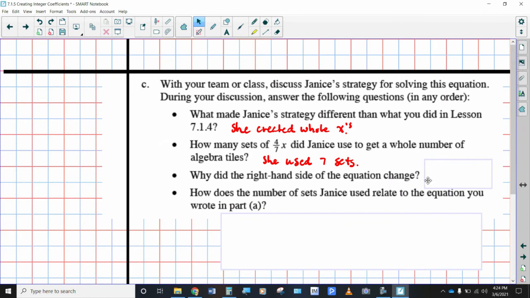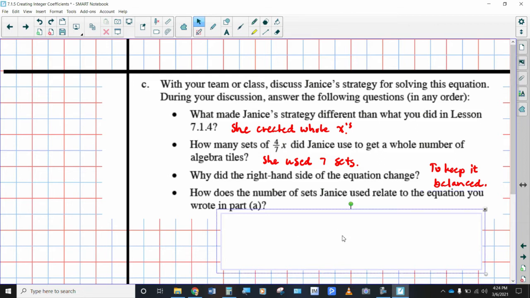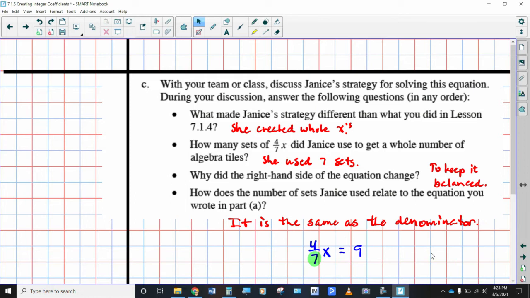So why did the right-hand side of the equation change? Well, because she had to multiply both sides by 7, which would keep everything balanced. So how does the number of sets Janice used relate to the equation you wrote in part A? Well, it's the same as the denominator. So that's the key for rewriting these equations to make them easier.